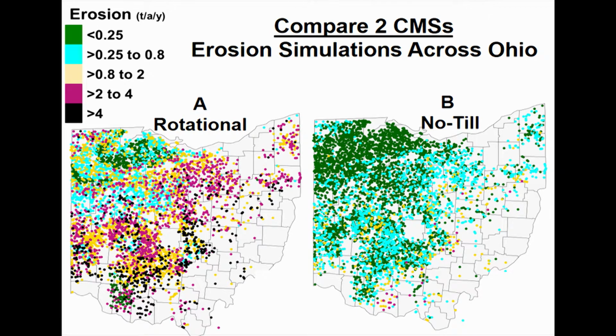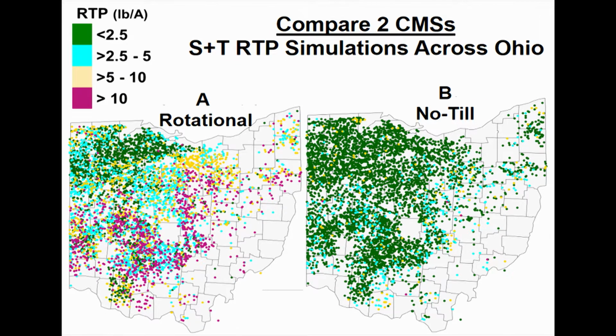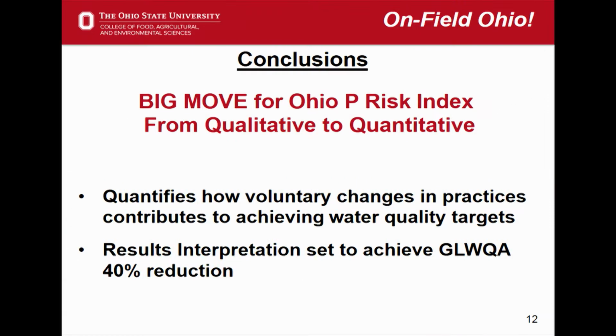This is an example of erosion across Ohio, again running the Russell program, and you can see big differences between a rotational tillage and no-till. And then if we also look at surface plus tile runoff total P comparisons between the rotational tillage and the no-till, to get this we didn't change the soil test P levels. You can see again there are really good opportunities to see big reductions simply based on changes in practices. And of course, we're always encouraging farmers to maintain their soils in the agronomic soil test range.